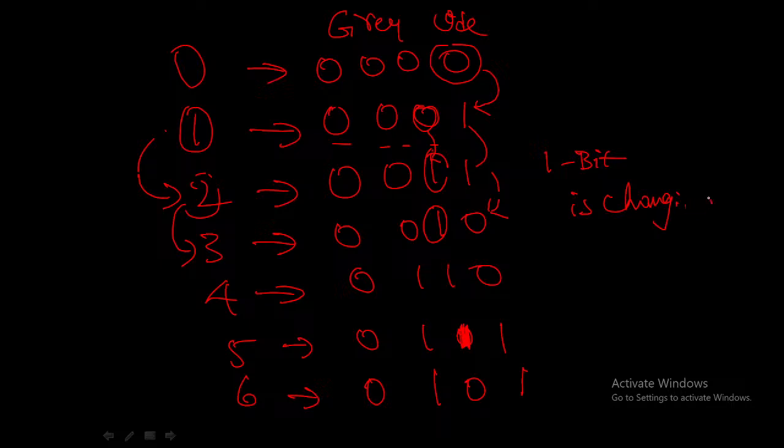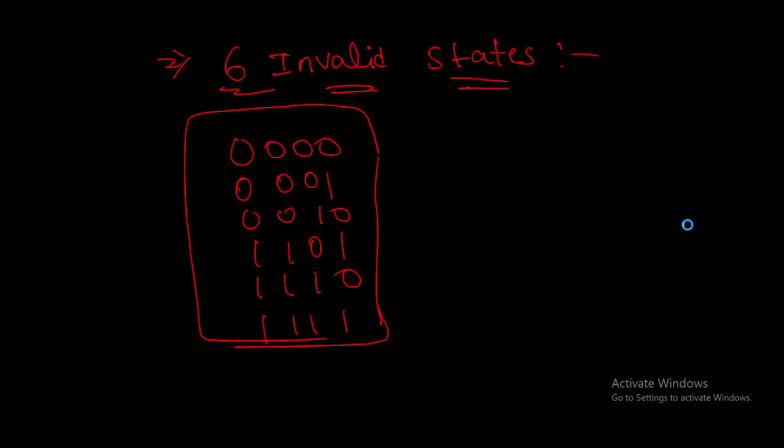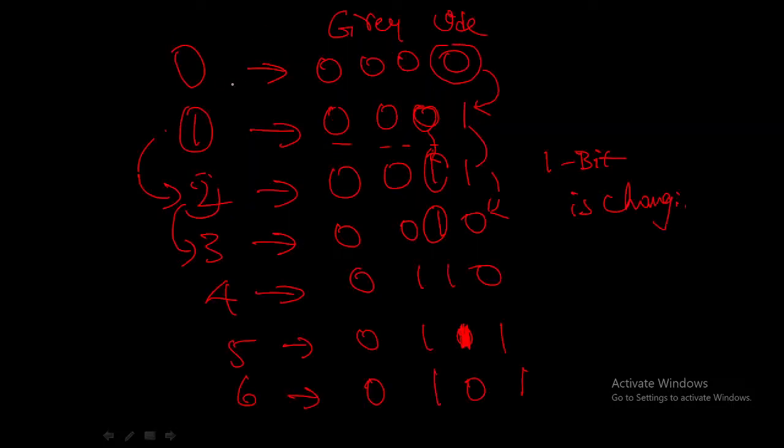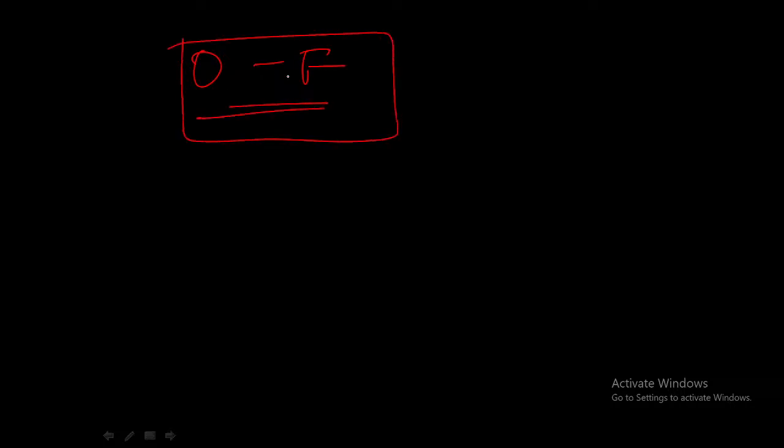That is what is called a unit distance code. Why is it called a unit distance code? Because only one bit will change from one decimal number to the next, between successive decimal numbers. This is how we can write up to F. So from 0 to F, we can write the gray codes by changing only a single bit in successive numbers.